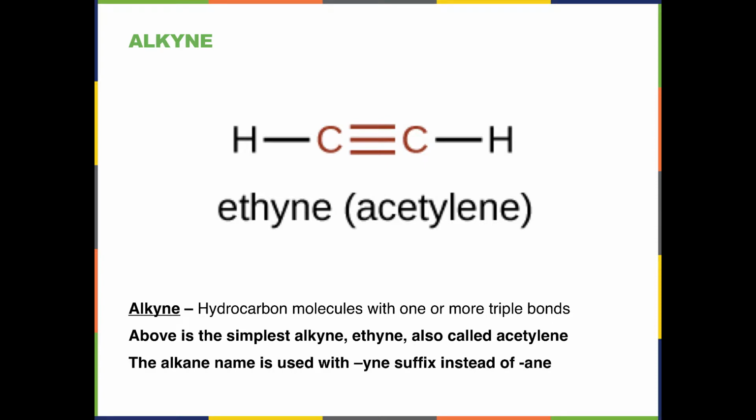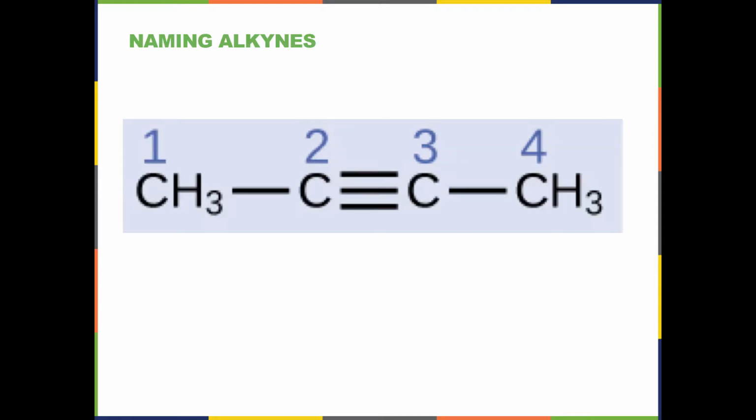The alkane name is used with the suffix YNE instead of ANE. And so you count the carbons. If it has a triple bond, then you use the suffix YNE instead of ANE. So here we have 1, 2, 3, 4. So this would be butane, but it's got a triple bond, so it's butyne, B-U-T-Y-N-E, and it's in the middle here, and so it's going to be 2-butyne. And then it could have the geometric cis or trans as well.